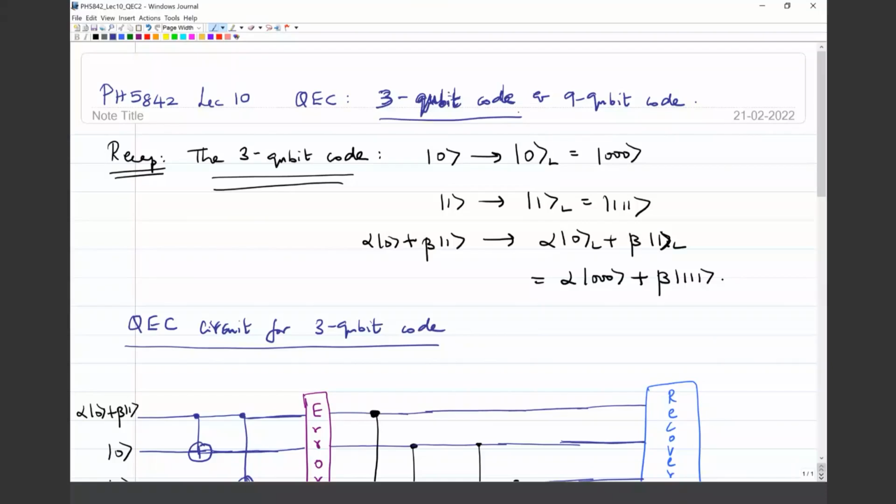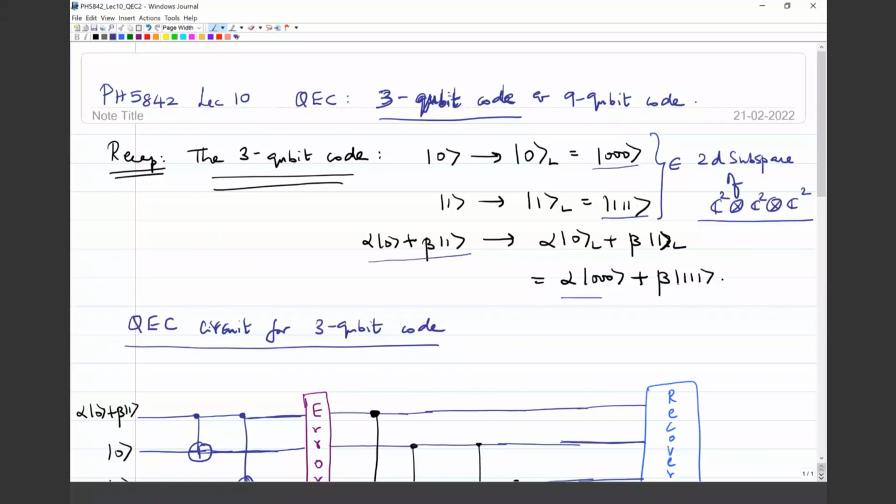So this is what the 3-qubit code does essentially. It takes you from a single qubit space to a space of 3 qubits. However, it takes you only to a two-dimensional subspace of the 3-qubit space, which is C2 tensor C2 tensor C2, right? And this subspace is spanned by these two states, the all 0 and the all 1 in the 3-qubit space. So an arbitrary state of the form alpha 0 plus beta 1 gets mapped to alpha 0, 0, 0 plus beta 1, 1, 1.